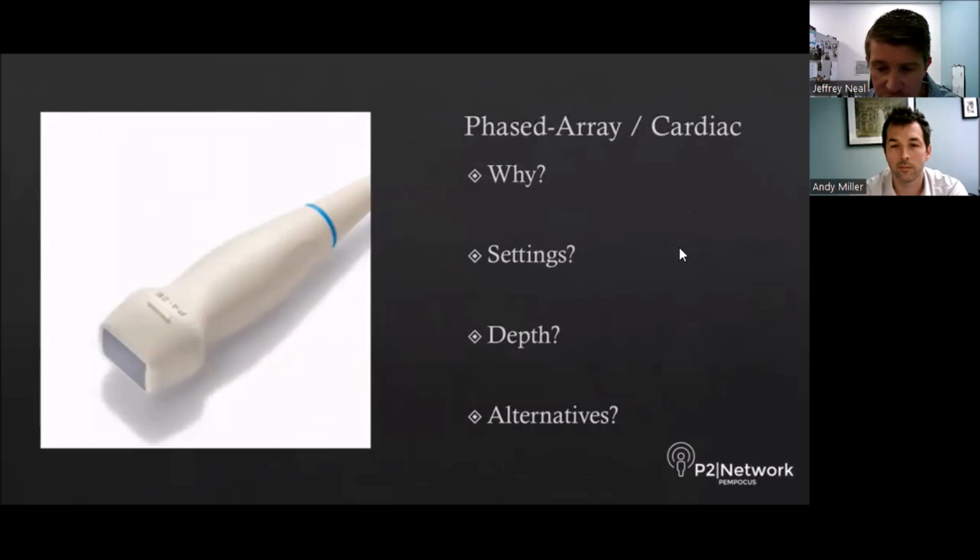And generally in children, you'll need less depth for the peristernal views and more depth for the subxiphoid and apical four-chamber views. Alternative probes, you could consider the curvilinear probe, but this is a wider footprint and doesn't always allow you to navigate in between those rib spaces.